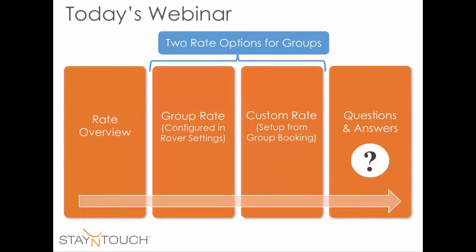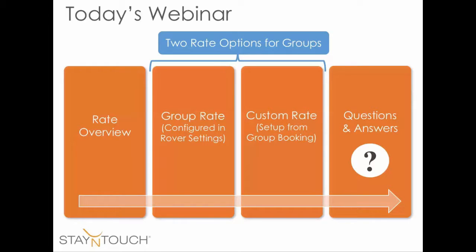On the other hand, our custom group rate is much faster to set up than a group rate. You'll essentially have your group set up, log in to Rover, and be able to quickly assign a custom rate to your group booking. However, you can't track a custom rate's performance with the same accuracy that you have with a standard group rate. That's one of the downsides of using a custom rate. Although it is faster, you're going to have a little less accuracy with tracking.